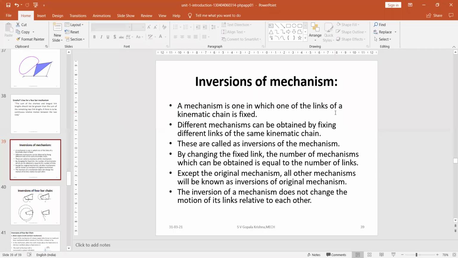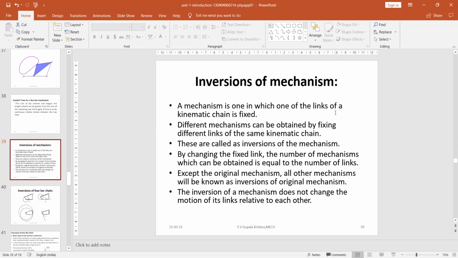The next topic is inversion of mechanisms. So what is meant by inversion of mechanism? It is very simple. When we know the mechanism, you will observe that it is one in which one of the links of a kinematic chain is fixed. Mechanism means if you take the kinematic chain, in our entire kinematic chain, one link is fixed. It is known as the mechanism.